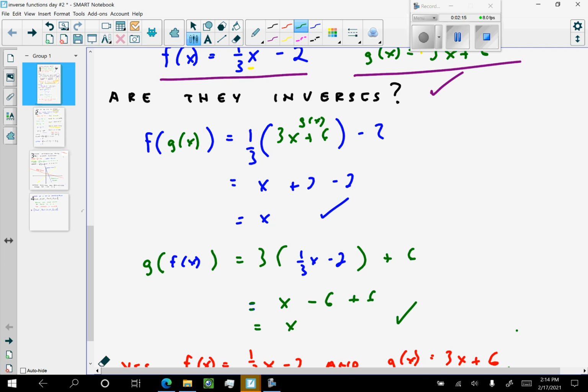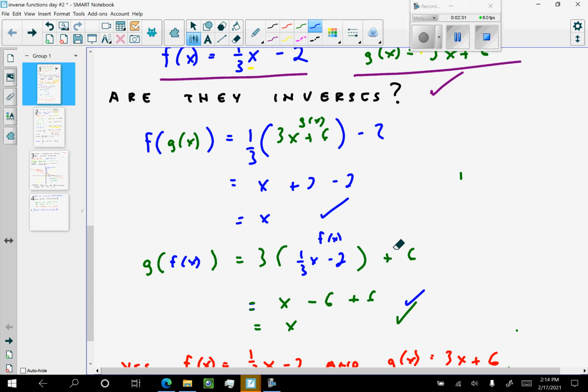Now I need to check g of f of x. I'm going to put f of x in g. Here's my f of x right there. And I'm going to take 3 times f of x. 3 times 1/3 x is x. 3 times 2 is negative 6. Add negative 6 plus 6, that is what? x. Bam. Those are good.